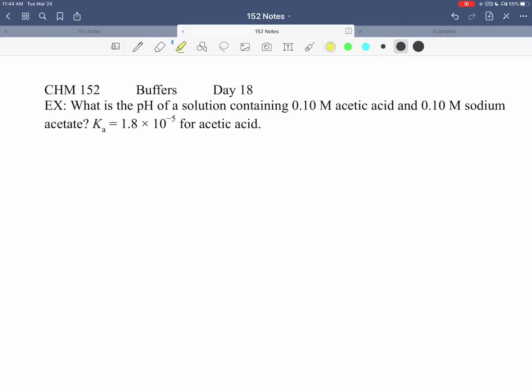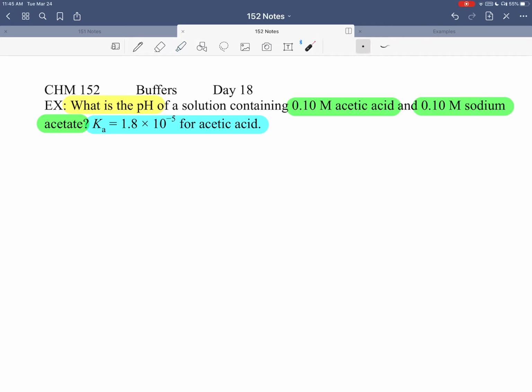Day 18 example. The first example is, what is the pH? So there's your question. What is the pH of a solution containing 0.1 molar acetic acid and 0.1 molar sodium acetate? All right, and it gives you Ka for acetic acid. Wonderful.